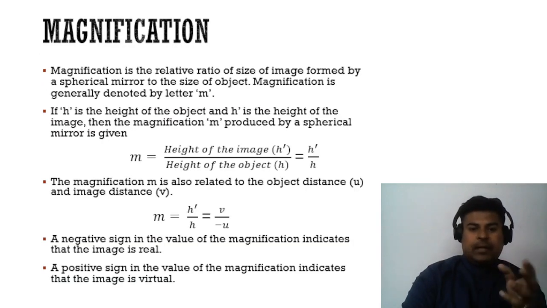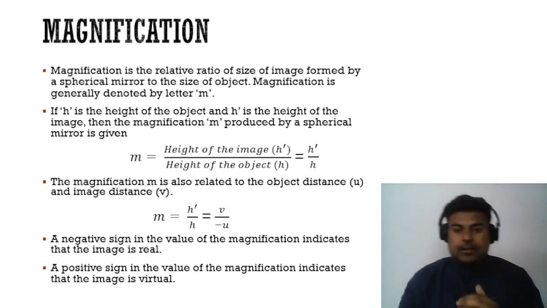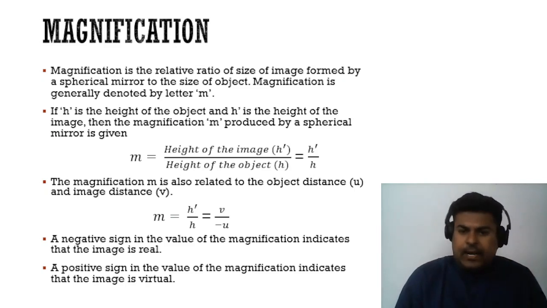Similarly, magnification. Magnification is the ratio of the image size with respect to the object size. So h dash is the height of the image and h is the height of the object. We can find the ratio and find the magnification. Using the values of v and u, we can also find the magnification. A negative sign in the magnification indicates that the image is real, and a positive sign indicates that the image is virtual. In the next lecture, we will study about the refraction of light. Thank you.